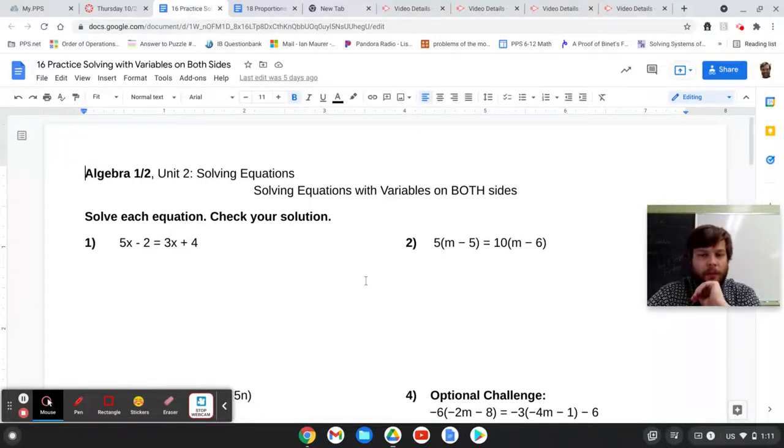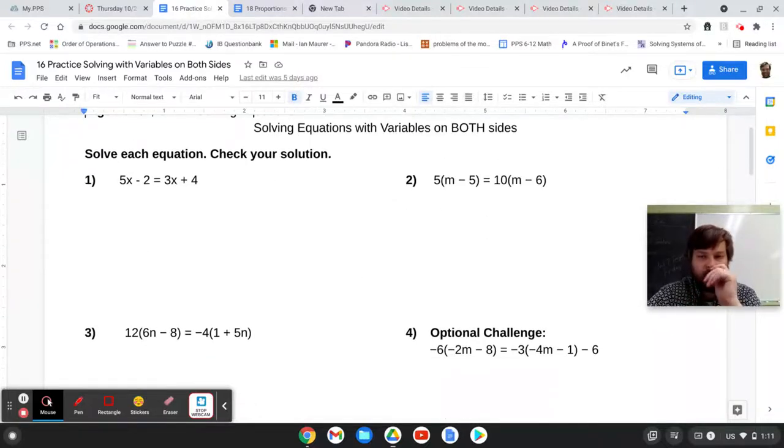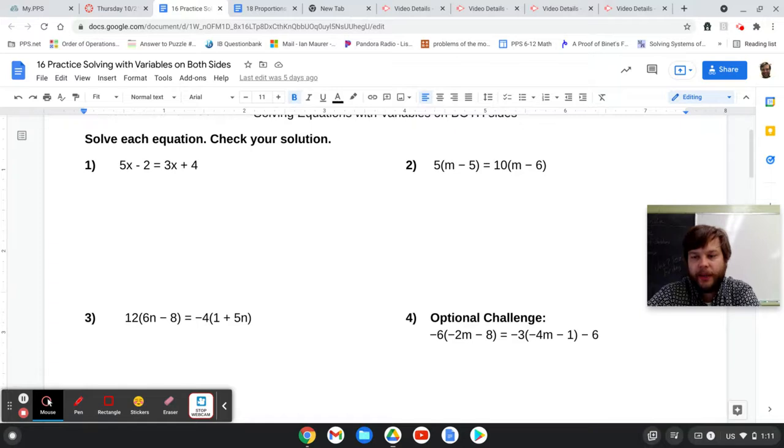So here we have a couple problems with variables on both sides, and I'll solve problems 1 and 2. The whole idea when you have variables on both sides is you want to get all your variables on one side and move all the numbers to the other side.